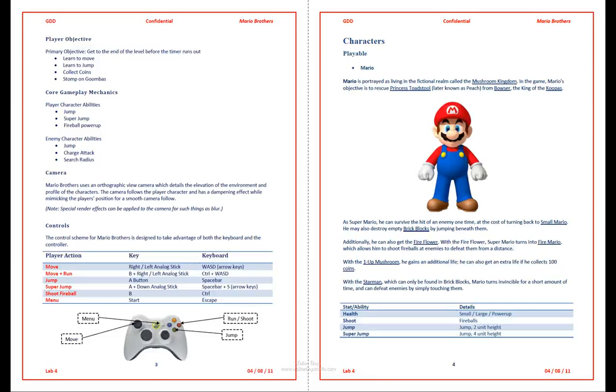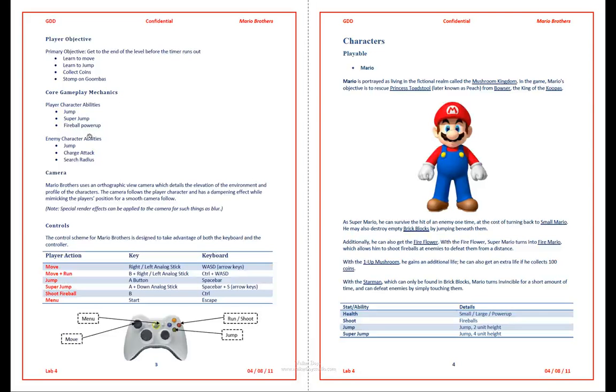And for our additional objectives, we are learning to move the player. We are learning to jump the player. We're collecting coins. We're jumping and stomping on top of Goombas. The core gameplay mechanic that we're looking at, we've got player character abilities, and what are those? For our character, we're going to be jumping. We've got a super jump, and we've got a fireball power-up where we can shoot fireballs out.